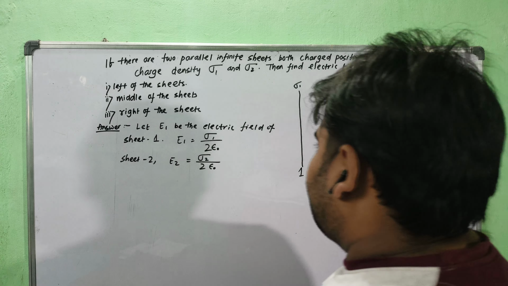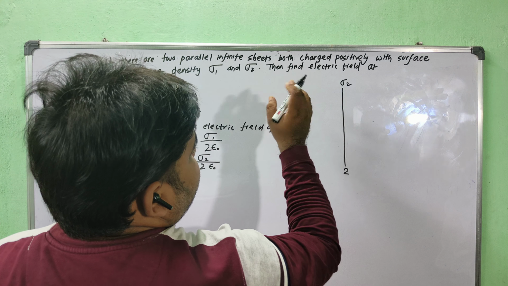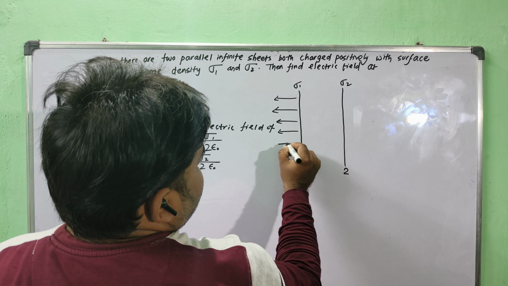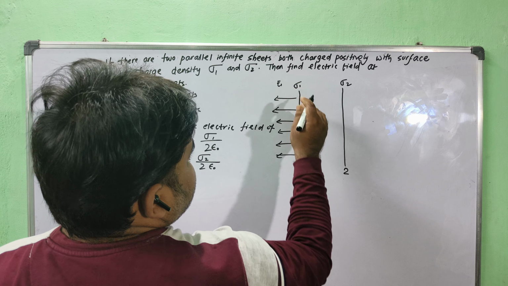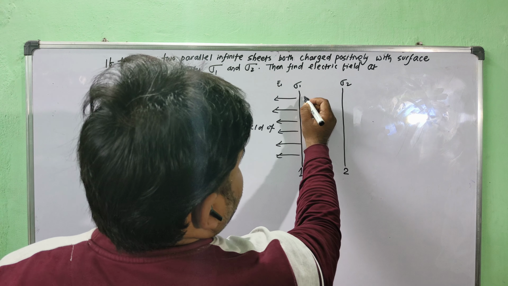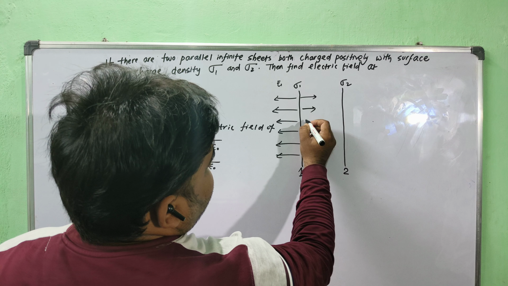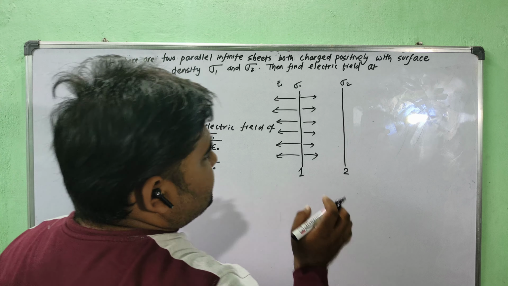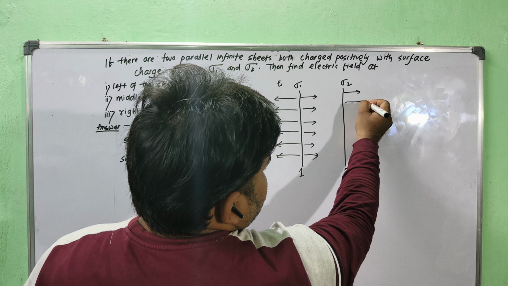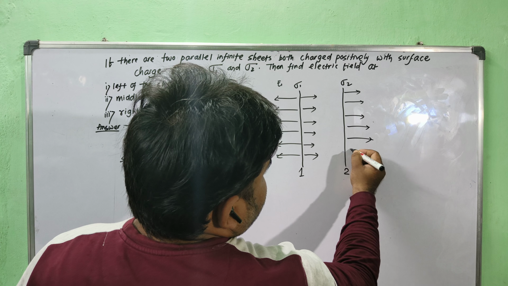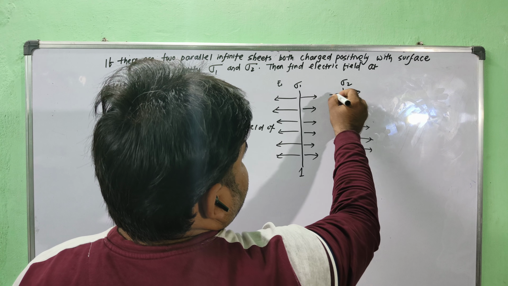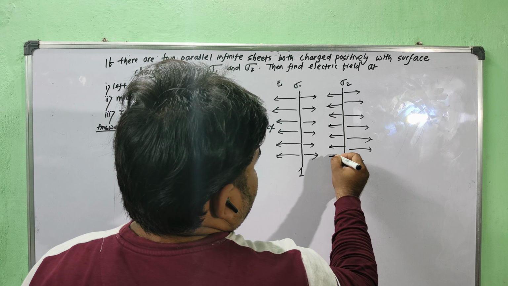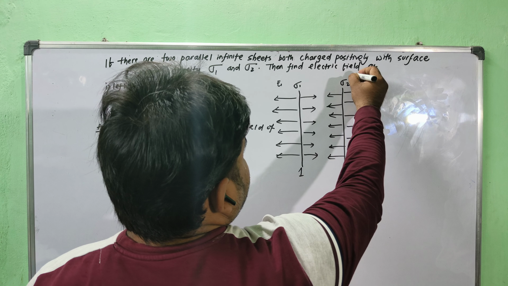Since both are positively charged, the direction of the electric field E1 for sigma 1 is like this. Likewise, to the right of the first sheet it is like this. Now considering sheet 2, since it is also positively charged, to the right it is like this. They go outwards, and to the left it is like this. This is E1 and this is E2.